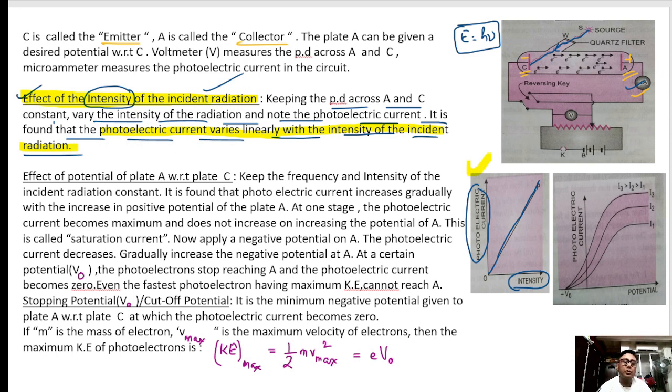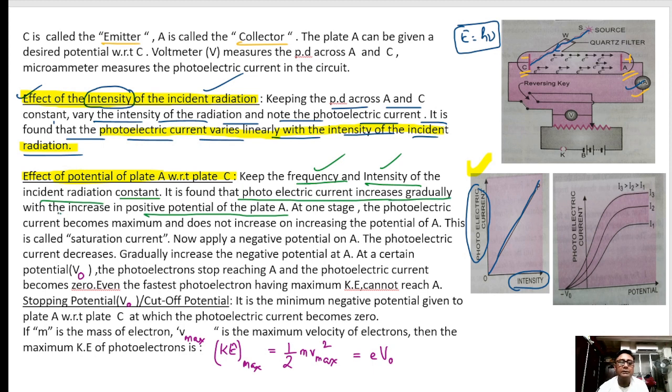Next we want to study the effect of the potential of plate A with respect to plate C. So first we will keep the frequency and intensity of the incident radiation constant. Now what will we do? We will slowly increase the positive potential of plate A, and we will find that the photoelectric current also increases gradually.